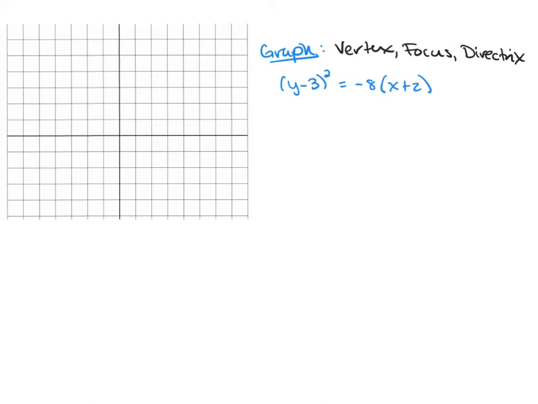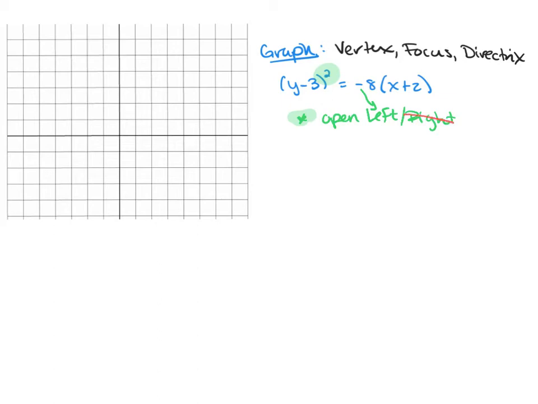So looking here, we have y minus 3 and x plus 2. The first thing I want us to notice is, by the way, that the y is what's being squared. So this graph, because of this, will open left or right. Also, since it's a negative, it's going to open to the left side. So I can cross out the right.